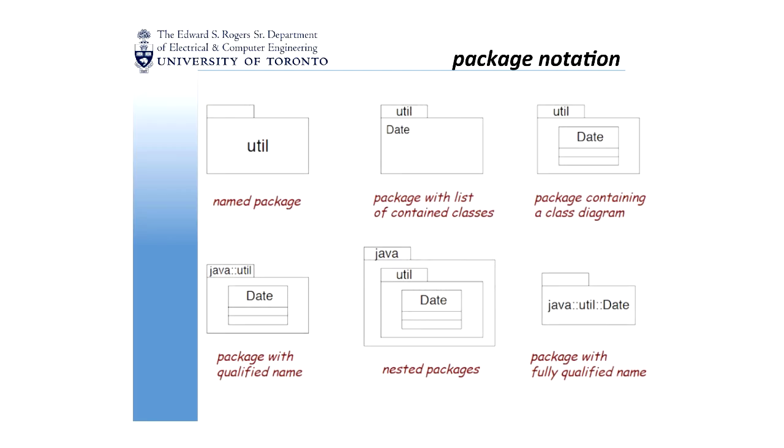UML provides several ways to note packages. You can have a simple named package, a package listing its contained classes, or a package that contains an entire class diagram. You can also represent nested packages or use qualified names to show ownership and hierarchy.